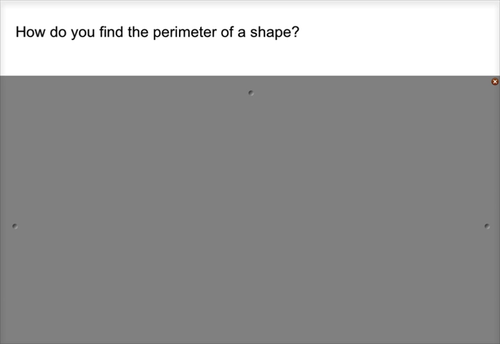How do you find the perimeter of a shape? Well, the perimeter of a shape is just adding up all of the pieces that go around the outside. So if it's a rectangle, you add up the 4 pieces that go around the outside. If I have a triangle, I just add up the 3 pieces going around the outside. And it doesn't matter how many sides there are. So even if I have a pentagon, I would just add up the 5 pieces going around the outside and I'd get the perimeter.